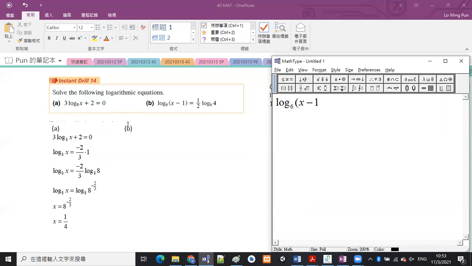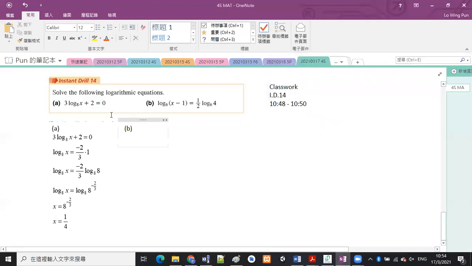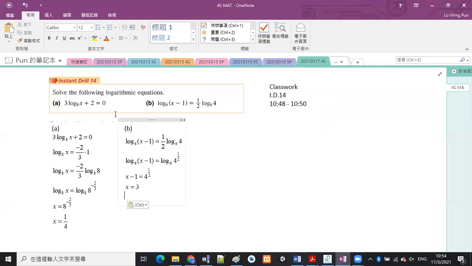So log x minus 1 base 6 is equal to 1 over 2 log 4 base 6. Left-hand side is ready. Right-hand side has a 1 over 2 outside the log. So we need to move it back to the index. Like this. Okay. And then we may delete the log now. So x minus 1 is equal to 4 power 1 over 2. And then add the 1 to the right, and you'll find that it is 3. And when you put it back to the original equation, that is okay. Okay? That will not give you math error. Then that will be okay.